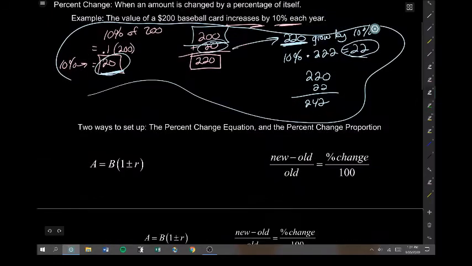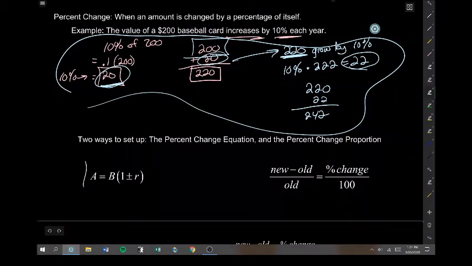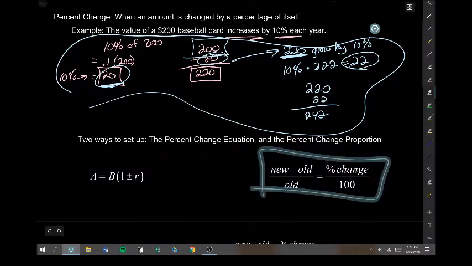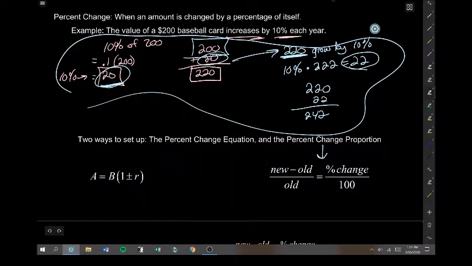Okay, there's two ways to set up percent change. Here's the equation form. Here's the proportion form. Most of you are probably going to prefer this way because it's got steps you can follow really clearly. However, those steps are kind of cumbersome. This way is a little bit tougher to understand, but it's faster. So I'll show you both ways and let you pick.